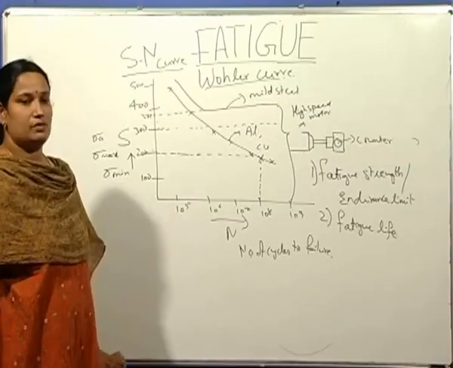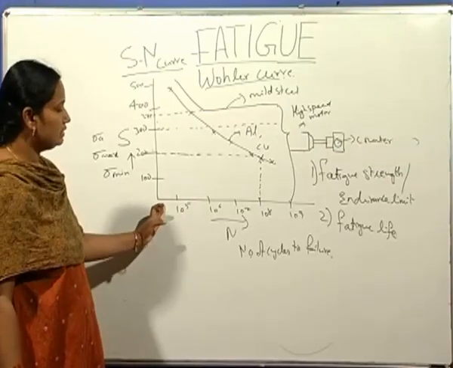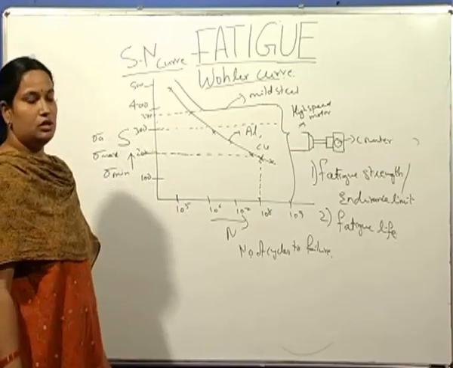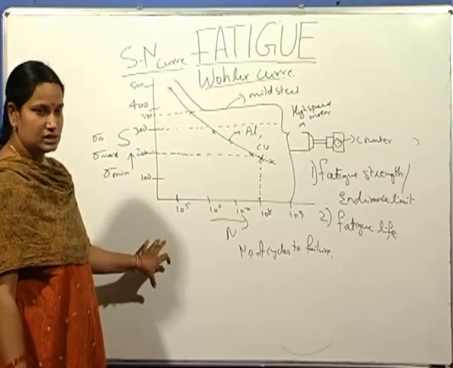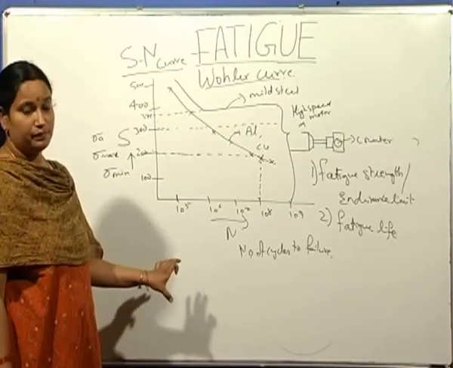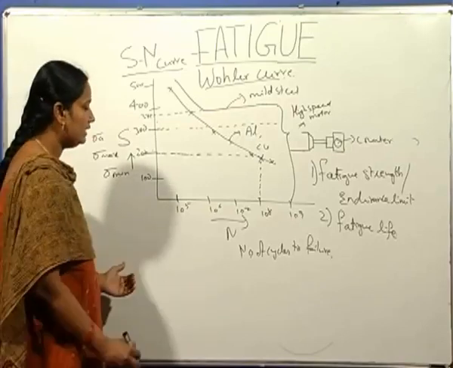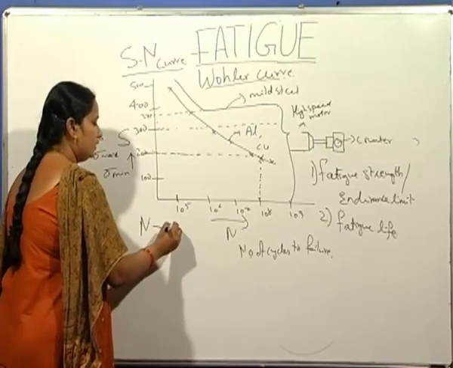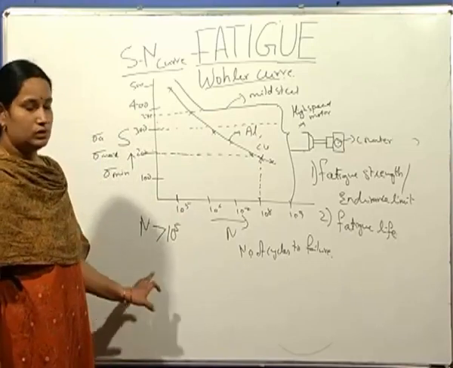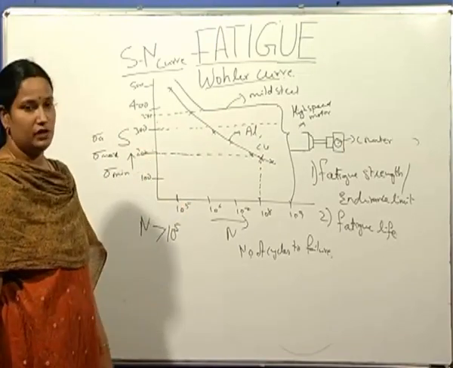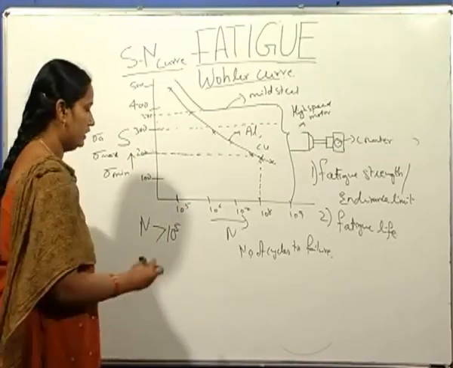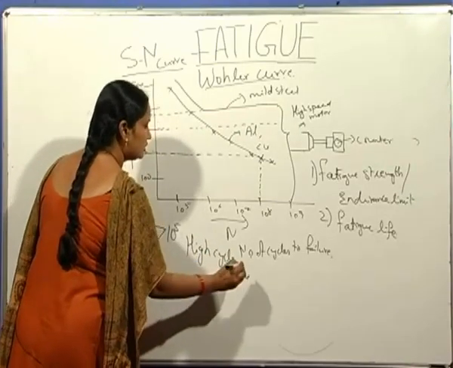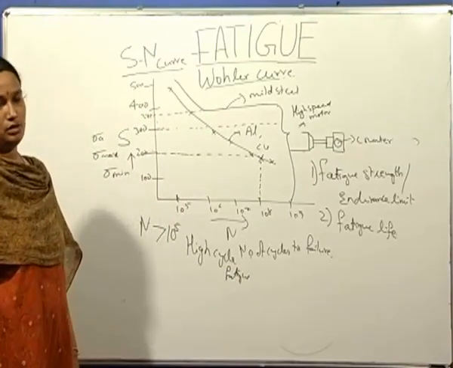So this curve has one more importance, that you can see here the number of cycles to failure. I have mentioned it is from 10 to the power of 5. So this SN curve is known as high cycle fatigue, where the number of cycles to failure, capital N, is greater than 10 to the power of 5. So this type of stress versus number of cycles to failure is known as high cycle fatigue, where the number of cycles to failure starts from 10 to the power of 5.